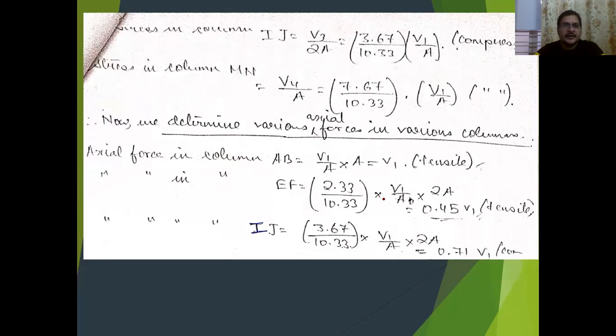Similarly, to represent all the axial forces, I have taken the axial force in column AB, the leftmost column, as V1. Using similarity triangles for the different columns, EF, IJ, that is the second column and third column, we will represent all the axial forces with respect to V1. If the axial force in column 1 is V1, then the axial force in the second column EF is 0.45.